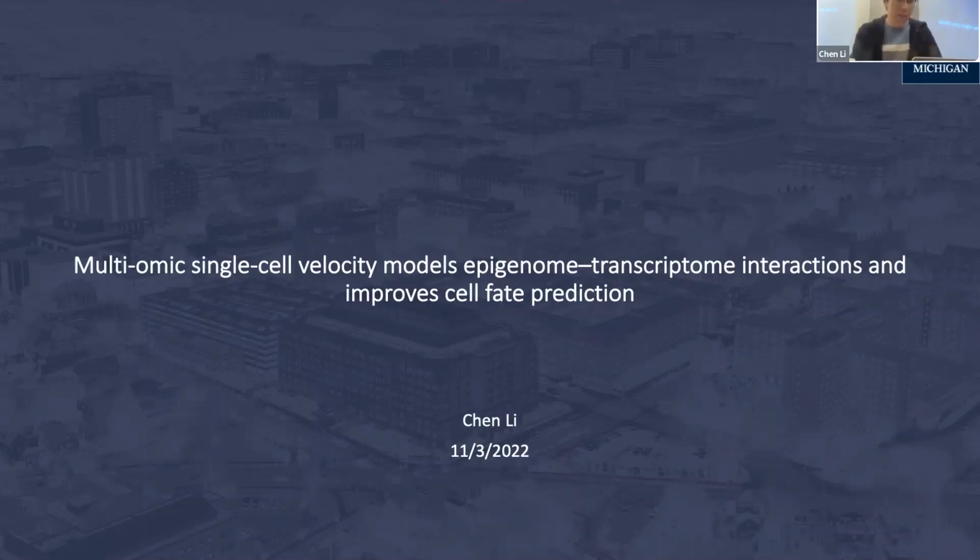I'm Chen Li, a fourth year PhD student in DCMB in Dr. Joshua Welch's lab. Today's topic is multi-omic single cell velocity models, epigenome transcriptome interactions, and improves cell fate prediction. This is the official publication title, slightly different than the one I posted before, but means the same thing.